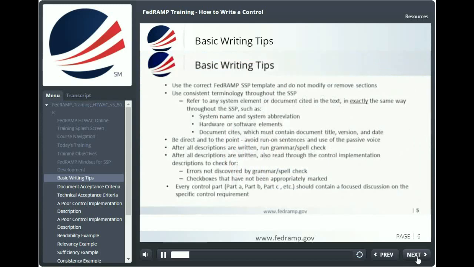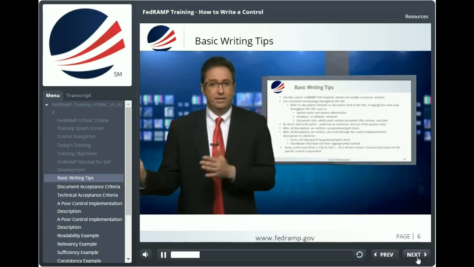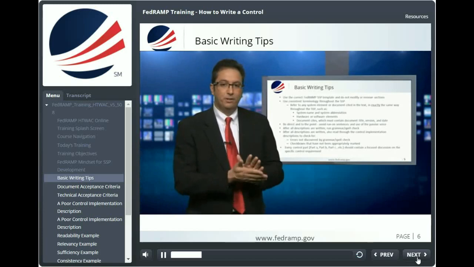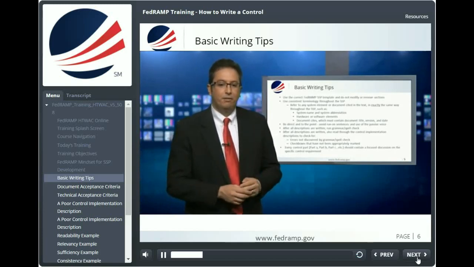Okay, I mentioned this just a few moments ago. Make sure you use consistent terminology throughout the entire SSP. So if you have server A, call it server A throughout the entire SSP. Make sure it stays the same, because if you call it number 1 server A, well, is it the same thing or is it something entirely different? So please make sure that if you say one thing once, you say it the same throughout.